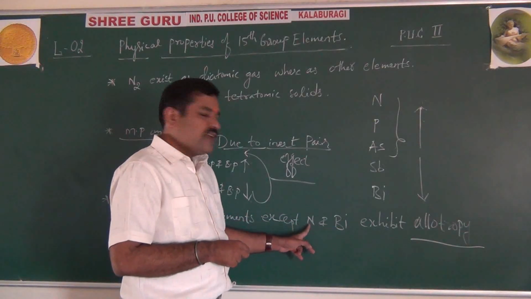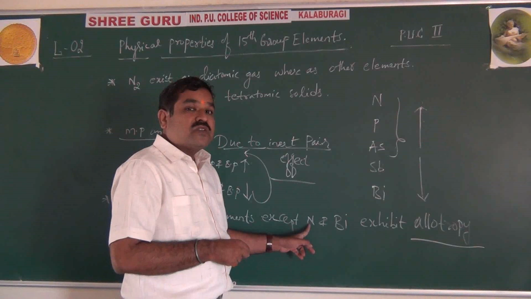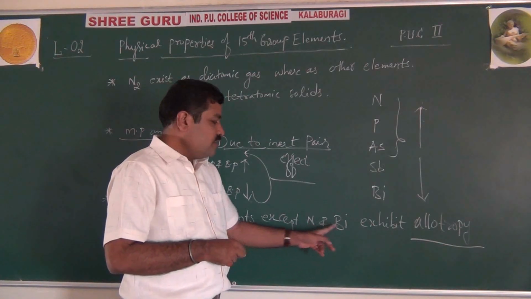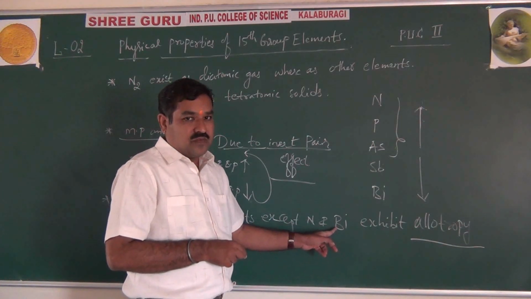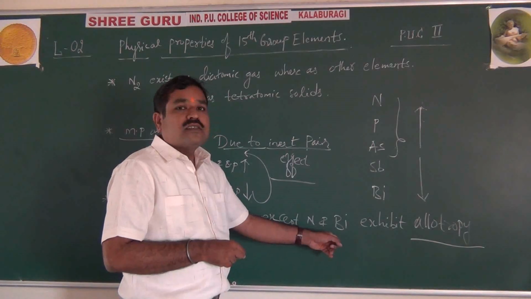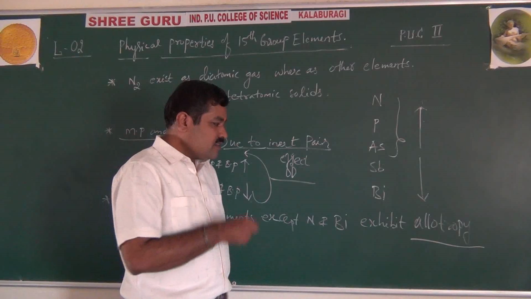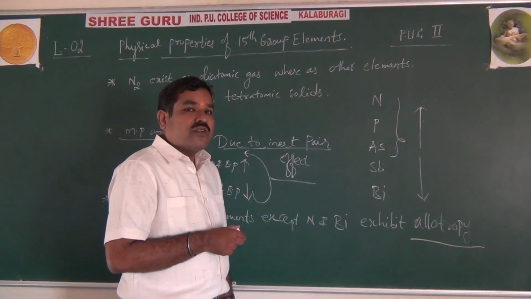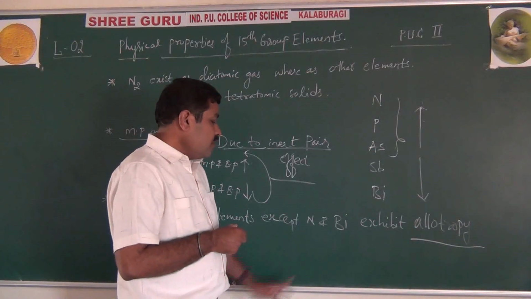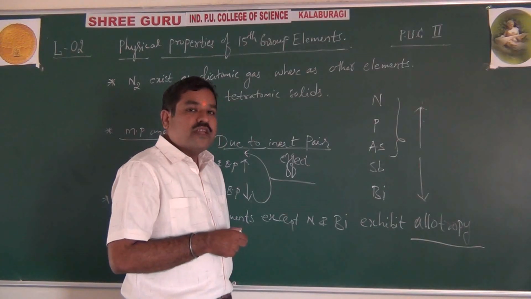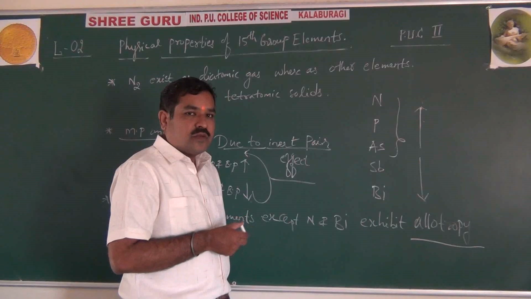Why? Because nitrogen cannot extend its covalency more than 4, and in bismuth, due to the inert pair effect, the +3 oxidation state becomes stable. That's why they do not exhibit allotropic property, right? But the other elements, phosphorus, arsenic and antimony, exhibit allotropic property.